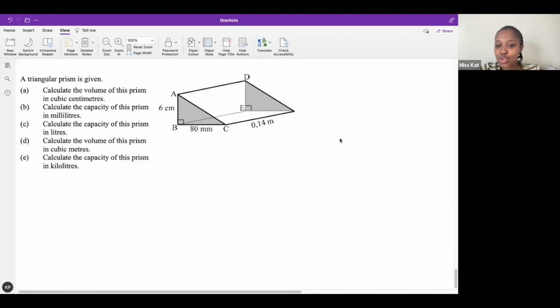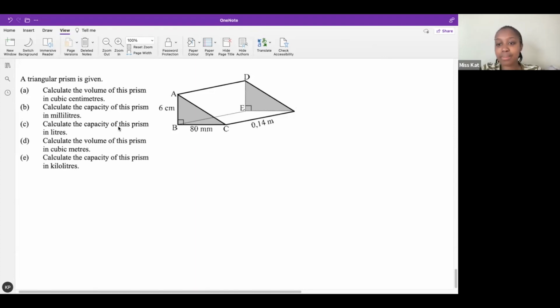Okay, let's end off strong. A triangular prism is given, in case you can't see it. The first one says, calculate the volume of this prism in cubic centimeters.